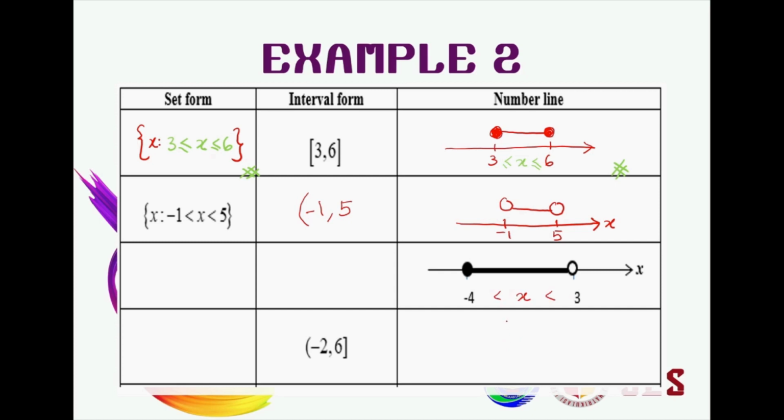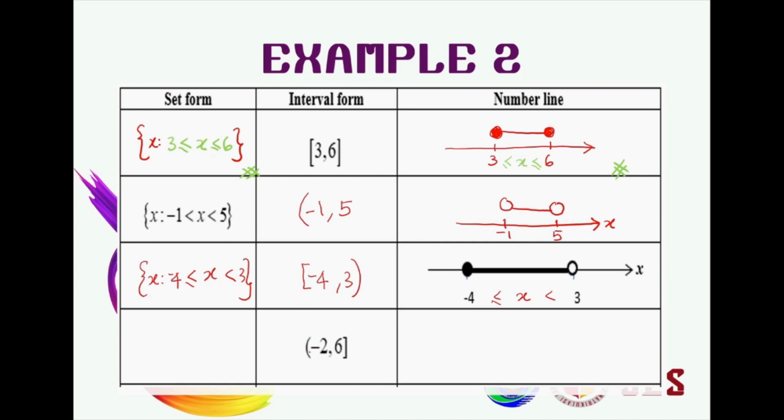Okay, but since I have a black circle at -4, I should write an equal sign there. So my set form is going to look like this: x, greater than or equal to -4, less than 3. Sorry guys. And my interval should look like this. So do you understand now why -4 here has a closed bracket? Because it has a black circle.